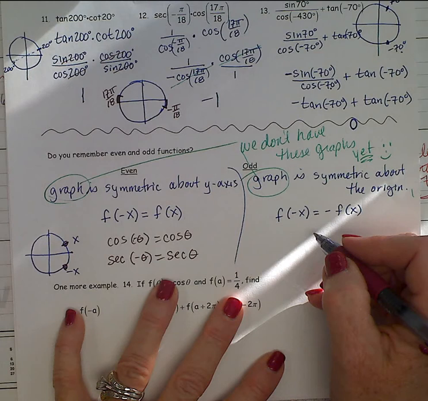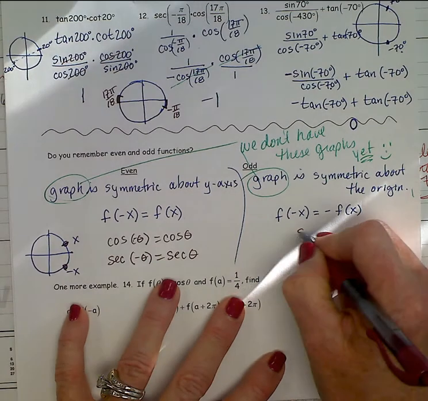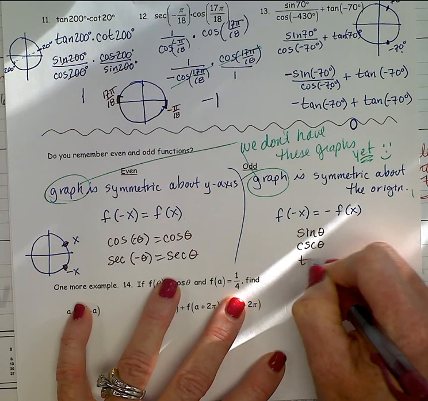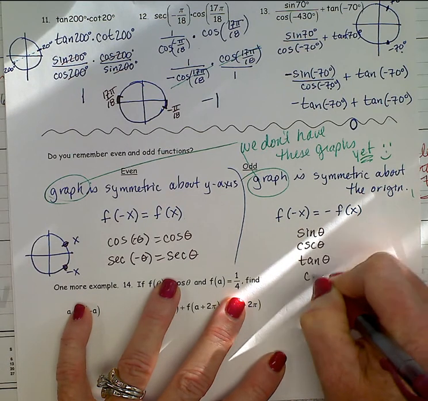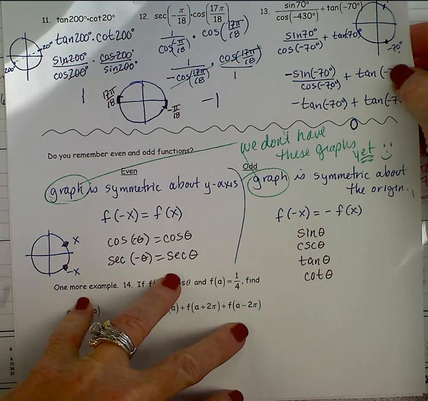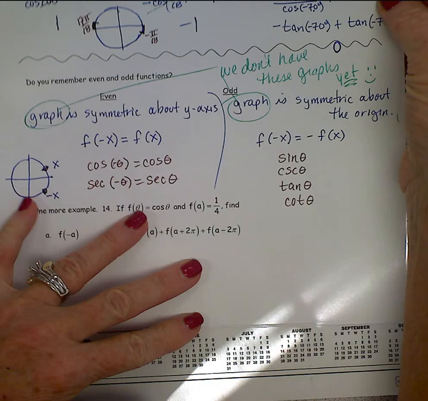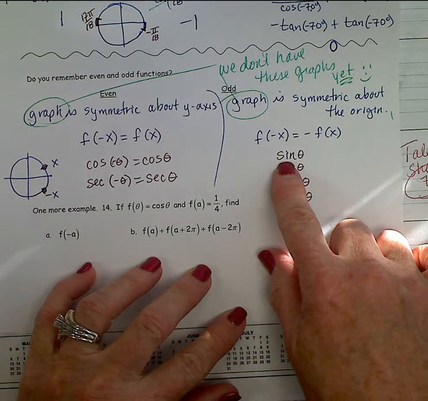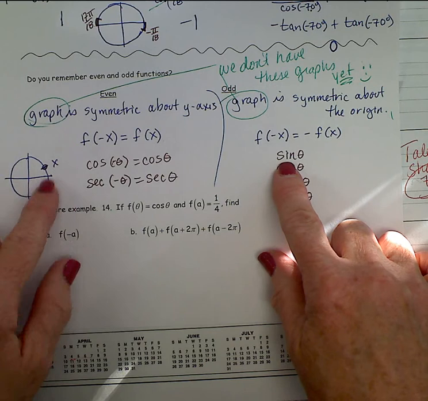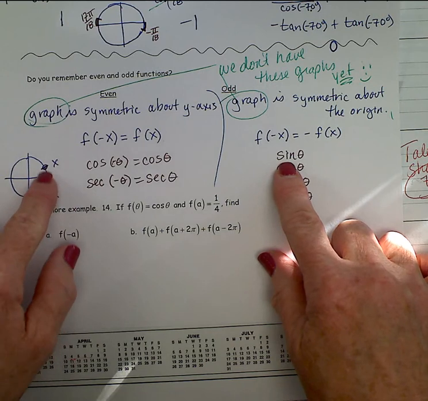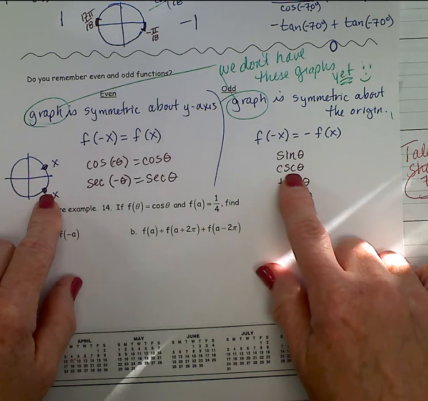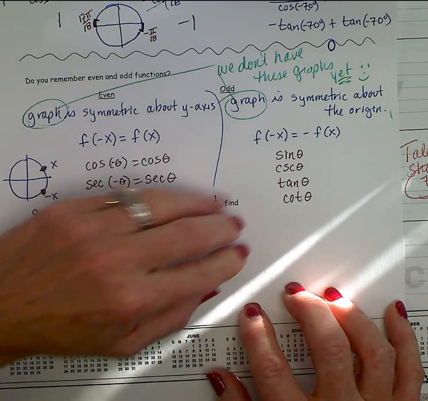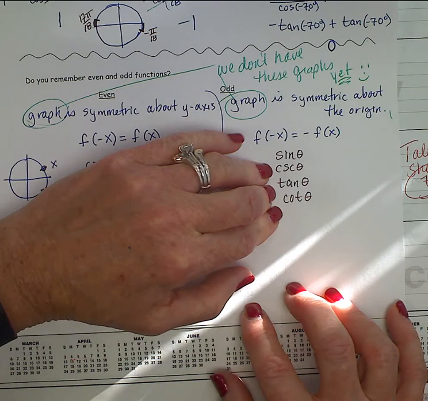The other four are odd. Sine, cosecant, tangent, and cotangent are all odd. Sine, the y coordinates are the same size, but opposite signs, opposite directions. Same thing with cosecant, tangent, and cotangent. So cosine and secant are even; sine, cosecant, tangent, and cotangent are odd.